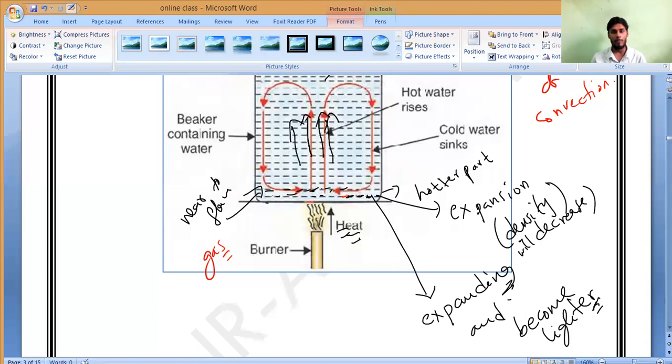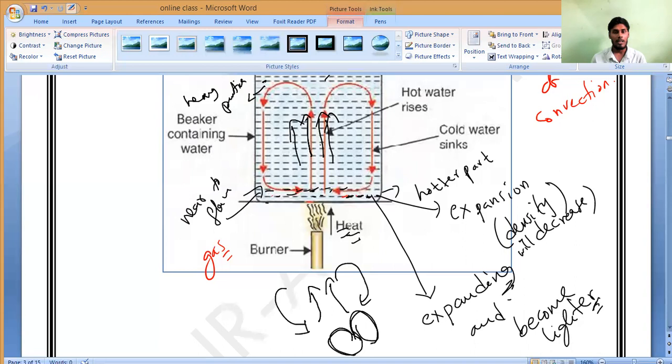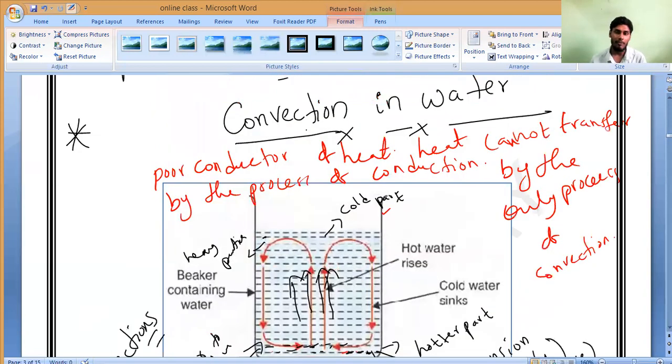The upper particles present here, the heavy particles, are coming downwards. Have you noticed it? The upper particles are going like this, and the lower particles are coming like this, in a circular, clockwise or anti-clockwise, motion. That is why this is called convection. This transfer of heat in water is known as convection.